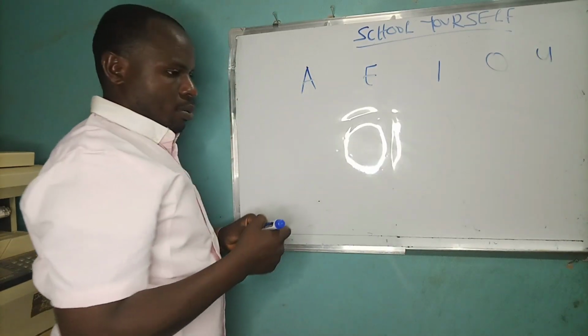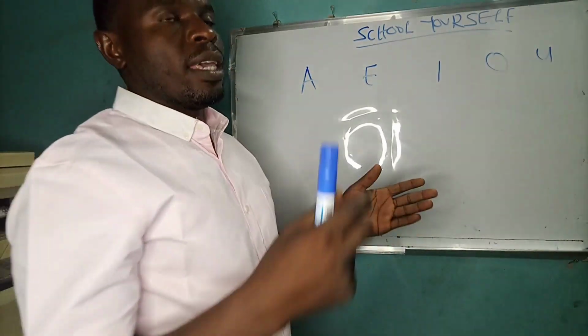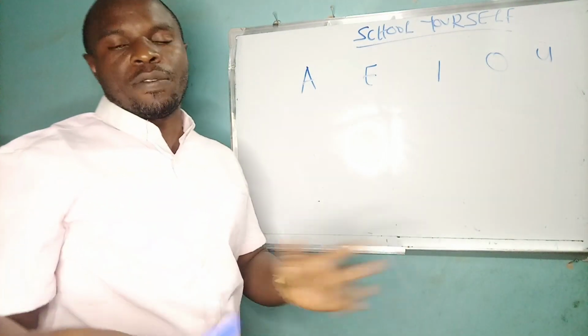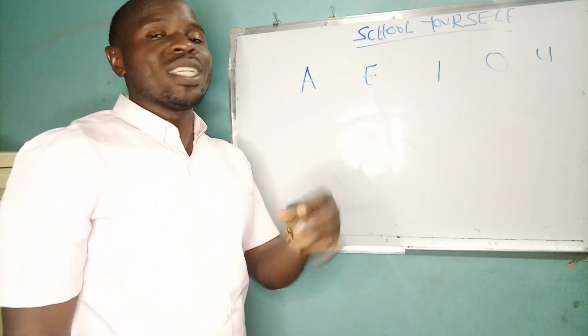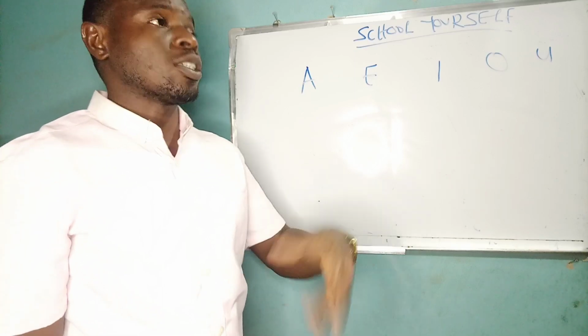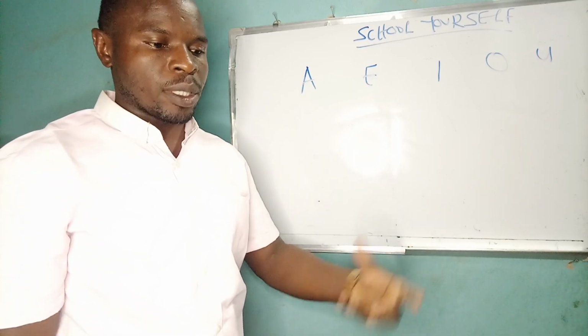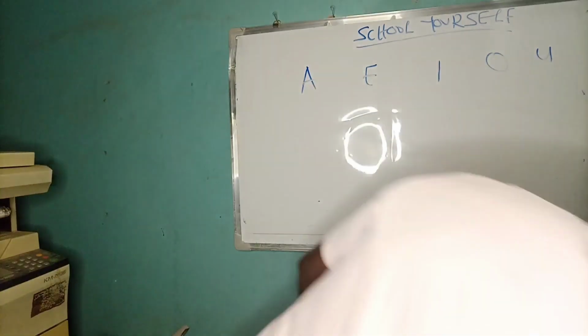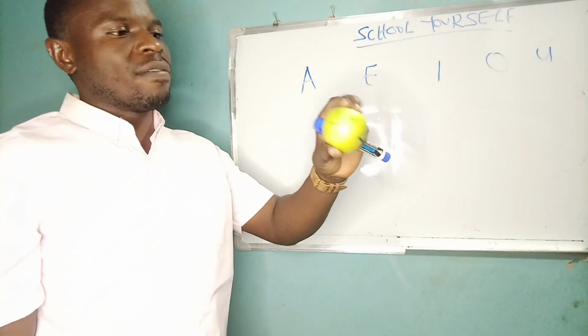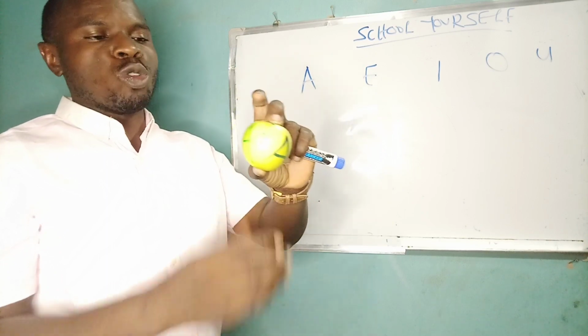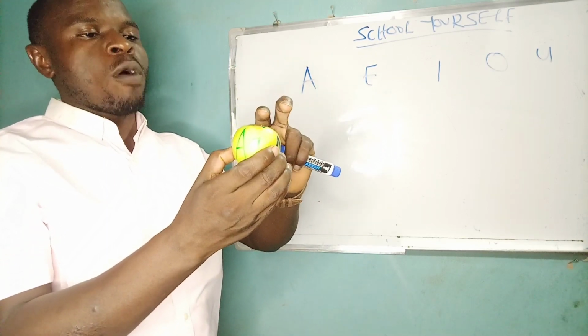We see that they teach us something like A for apple, B for ball, C for cat. The essence of A for apple is for us to be able to know the sounds of the alphabet. That's the essence of A for apple. This is an apple. You can see that on the apple we have the A sound. So let us go to your mind when you have apple, A for apple.